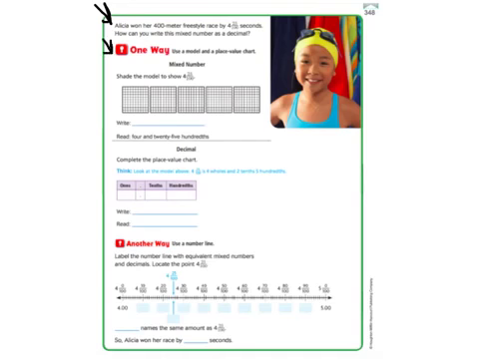So the first way here is our model. So 4 and 25 hundredths. That means 4 wholes that we are going to color in.